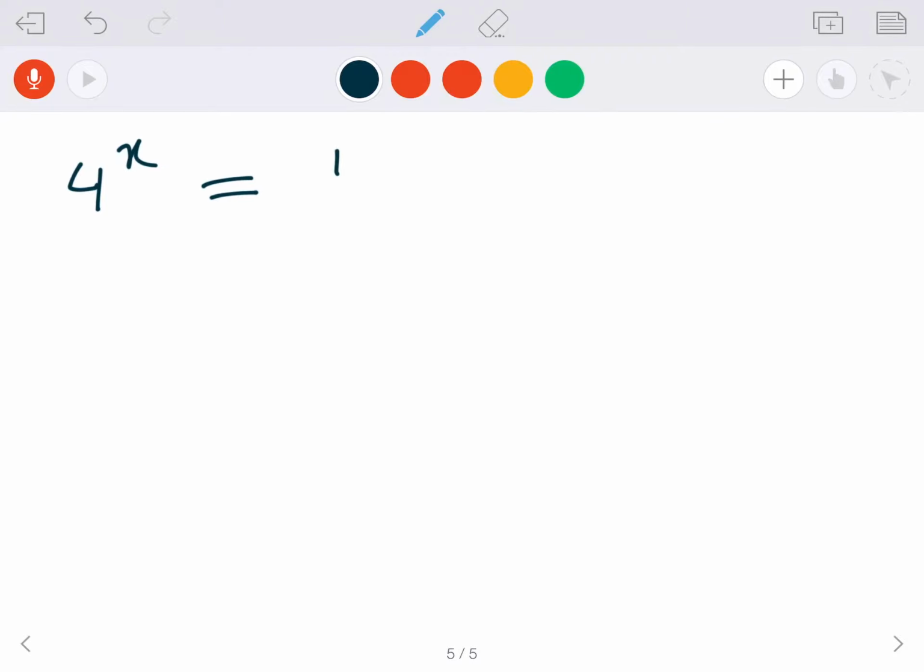Okay, let's solve. Let's solve like this one. All right, so now here 16 is in the bottom. So what we have to do here first is 1/16 is also the same as 1/4 to the power 2, right?